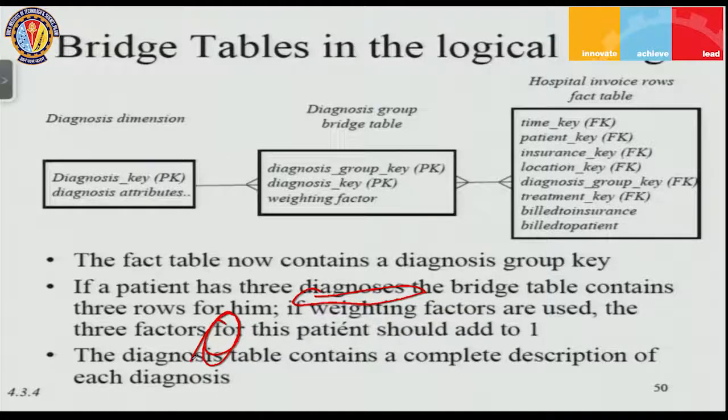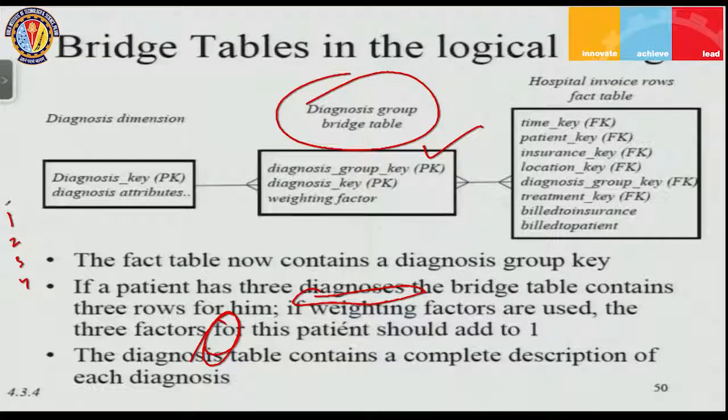If you recall the bank account example, it was sitting between two dimension tables, between the account dimension and the customer dimension. So it depends on the modeling, on the situation, where this bridge table has to be positioned. The fact table now contains a diagnosis group key. So we create a diagnosis group bridge table, which is this, and here we have a group key 1. It would have all the individual diagnoses. Let me write it so that you understand it better. Diagnosis group key 1, say, 2, 3, 4.